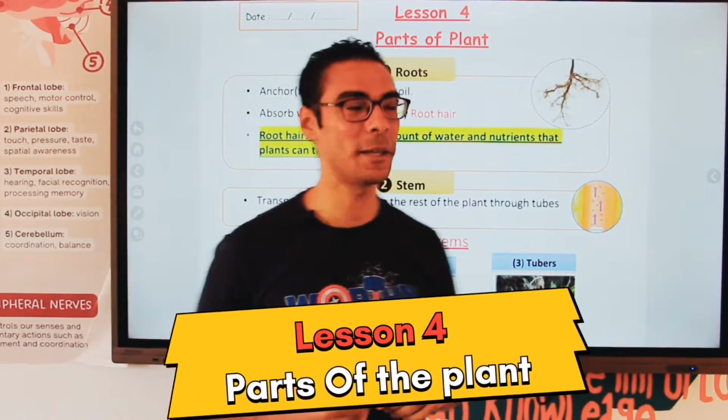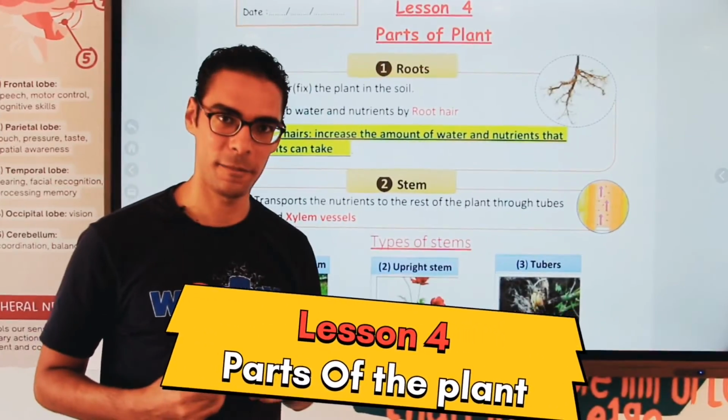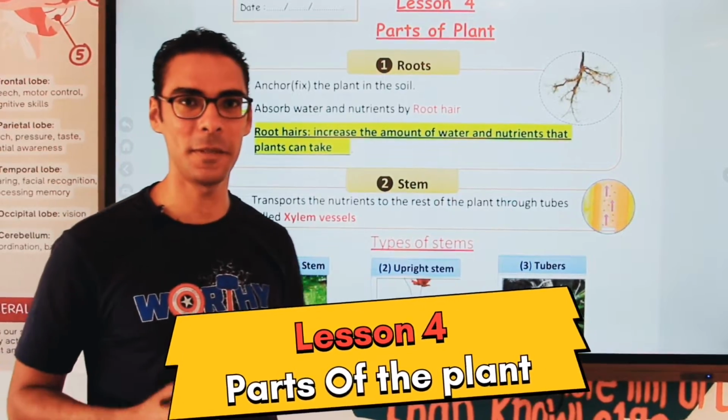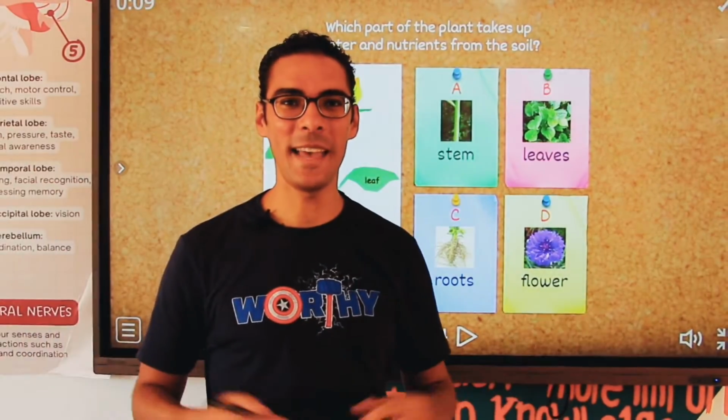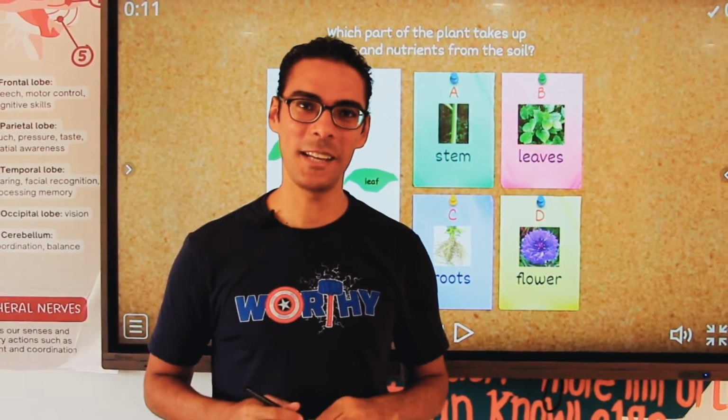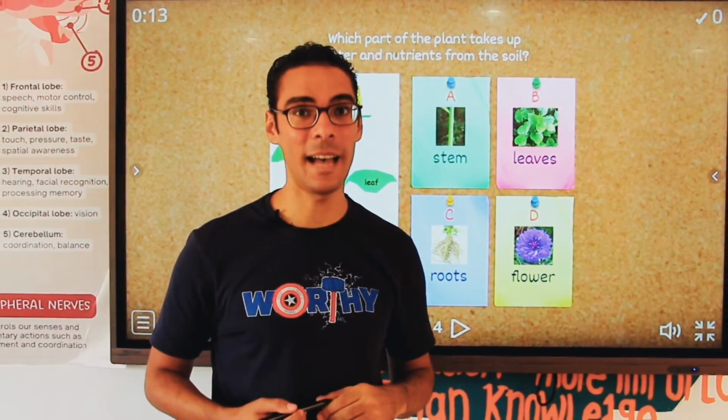Today we're going to be talking about lesson 4, parts of plant, but with an extra piece of information about each part. Let's get started. In today's episode we have many challenges. The first challenge that I have for you is label diagram.